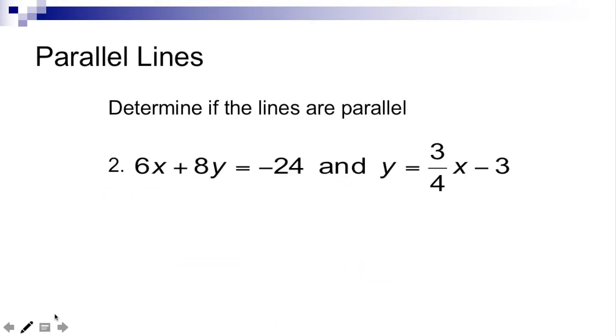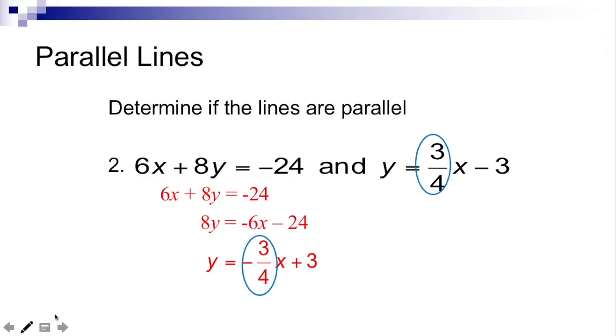So let's have the second example. So first, let us solve for y given the first equation. 6x plus 8y equals negative 24. Subtract 6x on both sides, then divide 8. It becomes y equals negative 3/4 x plus 3. Therefore, let us compare their slopes. The question is, are they parallel? The answer is no. It's neither parallel nor perpendicular.